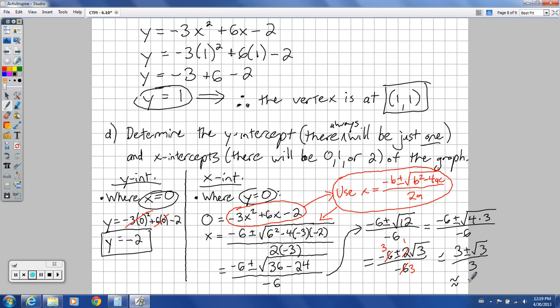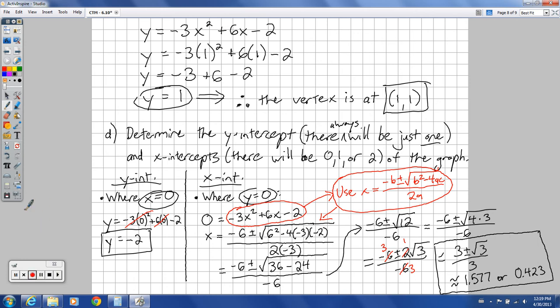These values are approximately 1.577 and 0.423. I just decided to go with 3 decimal places for this, just because I could, because I made up the directions for this one. So read the directions carefully, do what it says. So these are your x-intercepts. These are your values where it's going to cross that x-axis. From there, we'll need to continue this problem. We're doing part E now.